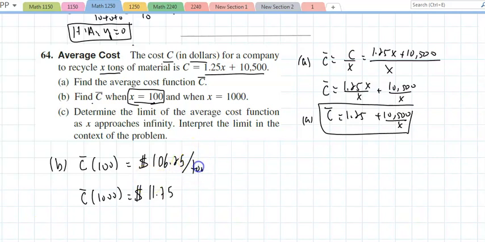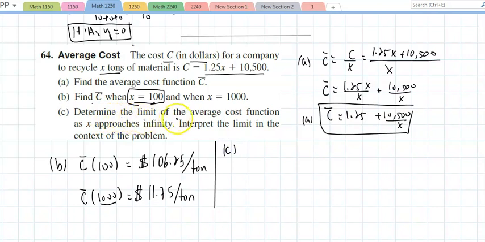This is per ton. So if you want to recycle 100 tons, that cost is $106 per ton. If you want to recycle 1,000 tons, the cost is $11.75 per ton. And as you see, this is why you always get a deal if you buy more. If you buy 3, we'll give you 1 free. If you buy 1, we'll give you 1. Or if you buy 2, we'll give you 1 half price. The goal is to sell a lot, because the bigger the number is, the less cost it's going to be, and the more you're going to make. And how about part C?